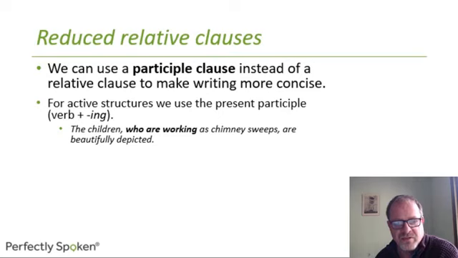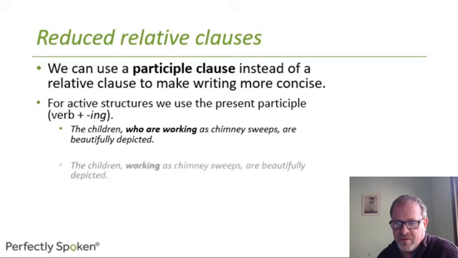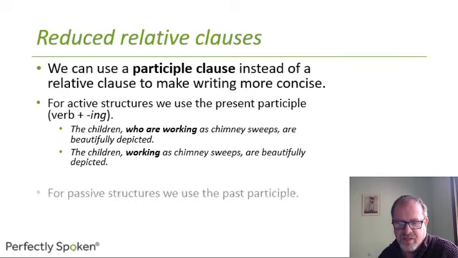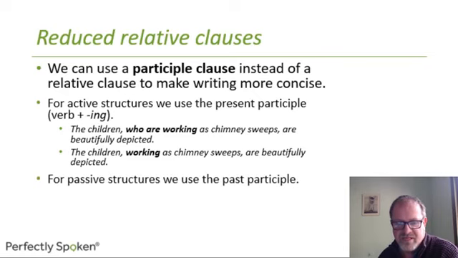So the children who are working as chimney sweeps are beautifully depicted. The children working as chimney sweeps are beautifully depicted. So we just use the verb plus ing instead of the full relative clause. Okay, next one. For passive structures, so this is for active, we use verb plus ing, what we call the present participle. For passive structures, we use the past participle.